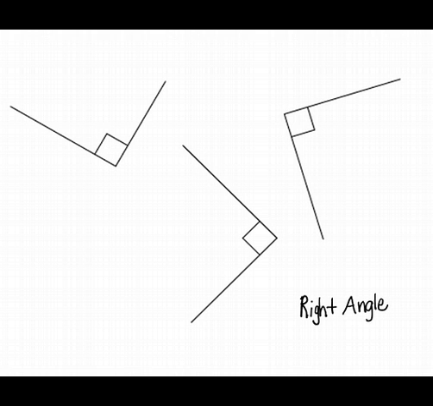The next term is the right angle. A right angle is formed when two lines or line segments meet at a corner, and when they do that, it makes a nice box corner. So for example, you would see right angles in the corners of squares and rectangles. So that's our right angle.